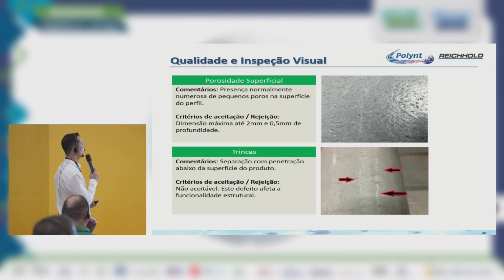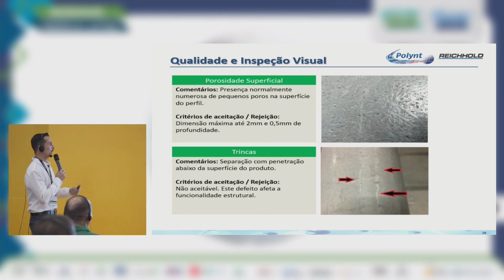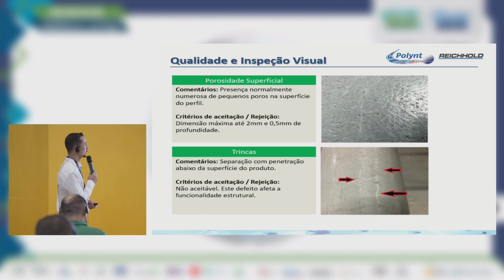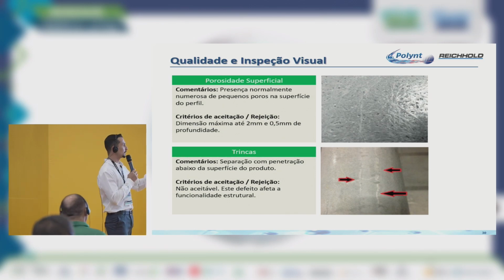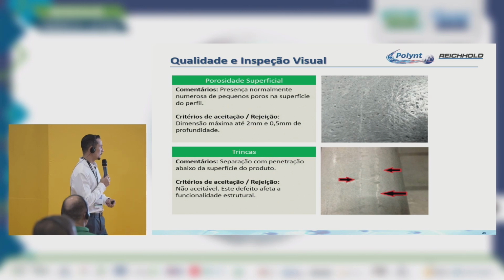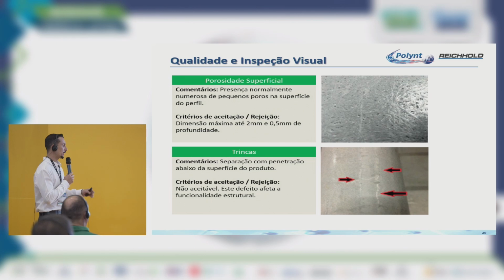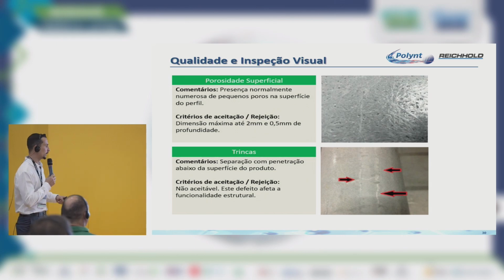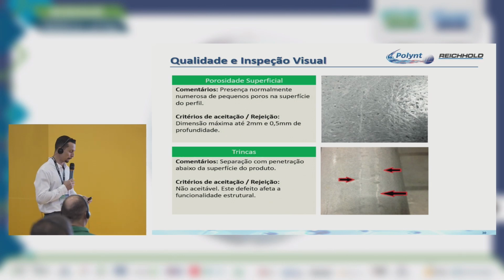And normally there's a large number of small pores on the profile's surface, and to accept or reject this, provided that the maximum size is up to 2 millimeters and 0.5 mm in depth, because that's really an aesthetic issue more than anything else. In terms of cracking, separation, but there's penetration below the surface of the product. When it's unacceptable, this defect will affect the operating performance of the structure.